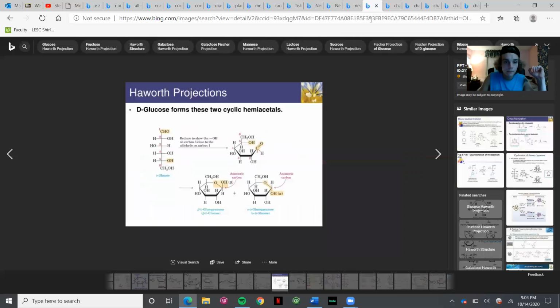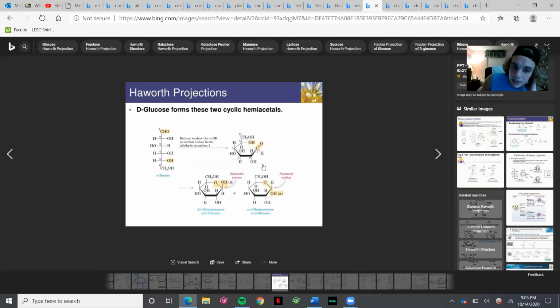Moving on. All right, so Haworth projections. You guys won't have to focus on this as much, but I want to focus mostly on how you transmute a Fisher projection into a Haworth. Now, a Fisher projection shown here, the glucose, a 6-carbon Fisher projection with 4 chiral carbons.